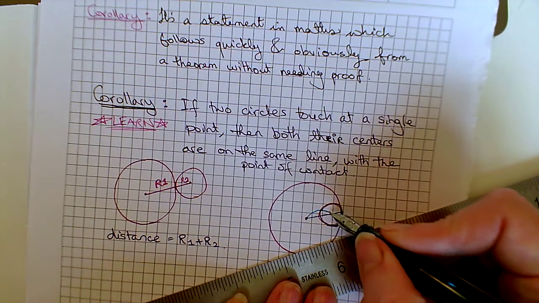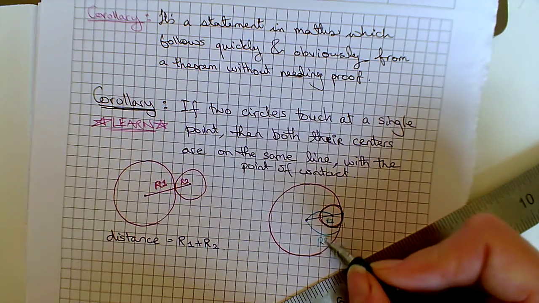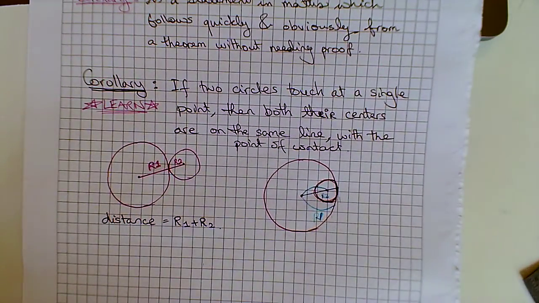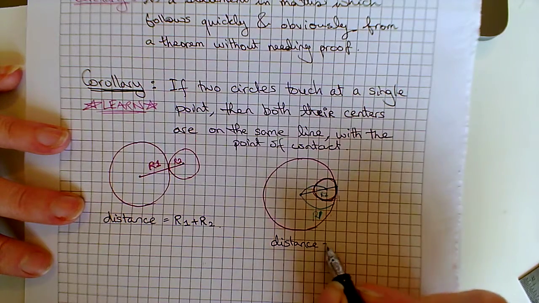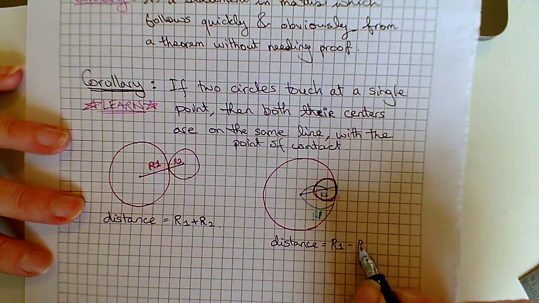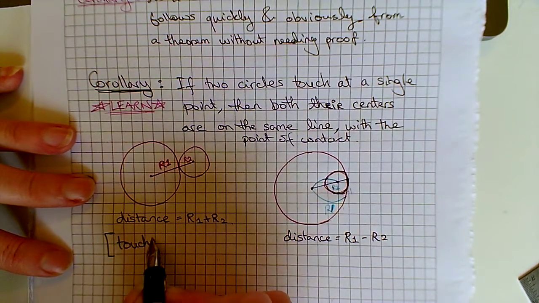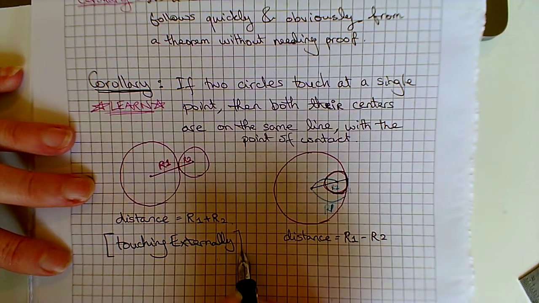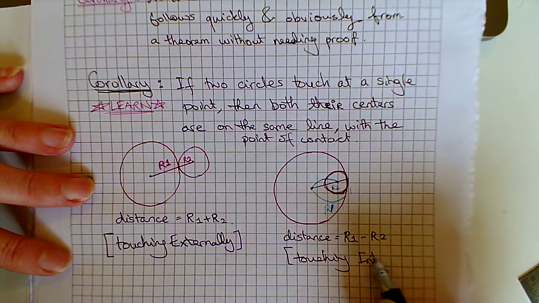But this time the distance between their centers, my small radius and my big radius, R1, is the big radius subtract the small radius. So now the distance between the centers will be the big radius take away the small radius. So this is what's called touching externally, and this is called touching internally. One is inside the other.